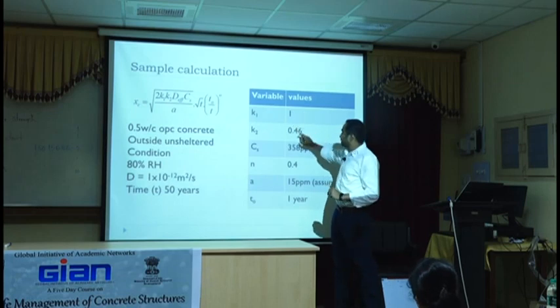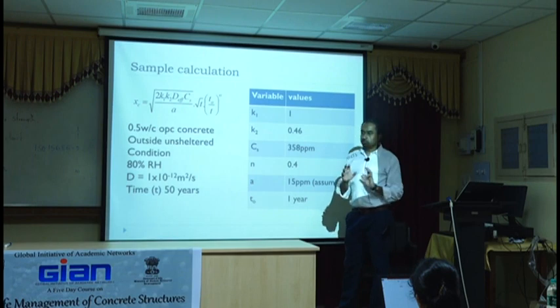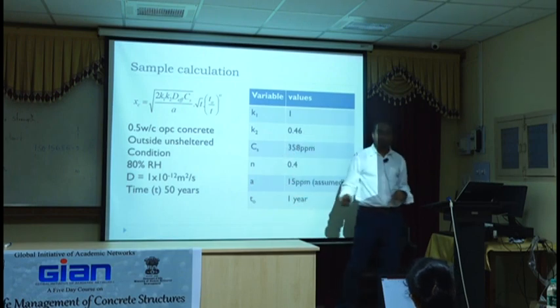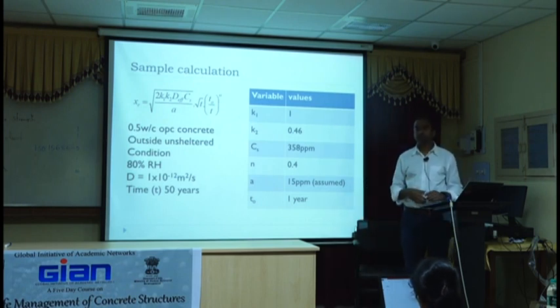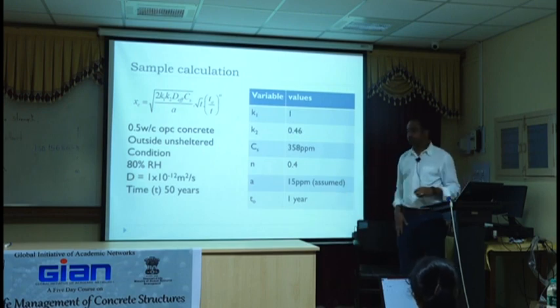Means perfect curing is achieved. K2 is the environmental variable, let's say, so it's a moderate environment. The surface concentration is 358 ppm. That's the UK value. I don't know what the surface concentration here is, so you can approximate based on whether it's Bangalore city or Mangalore or in the middle of the sea.